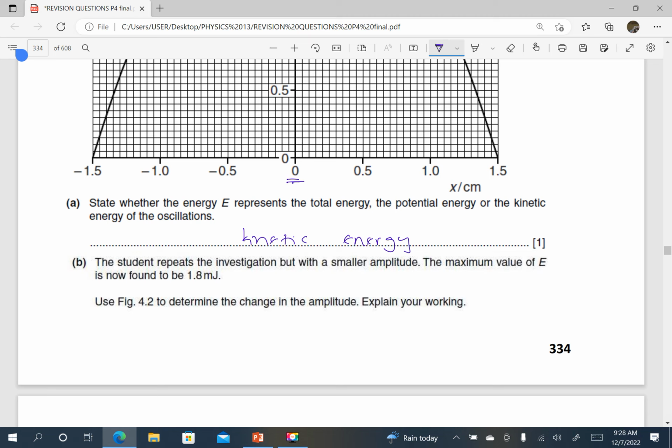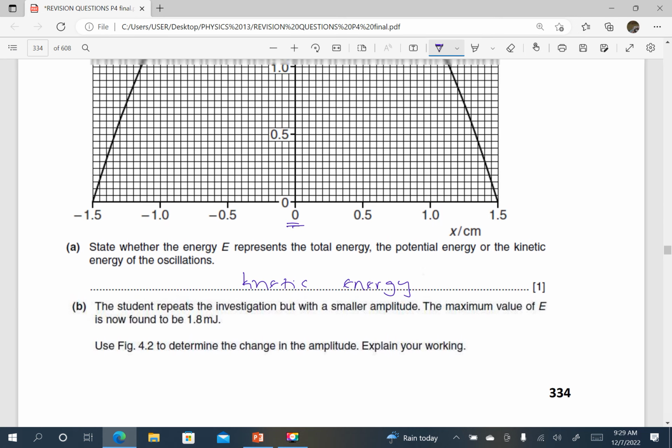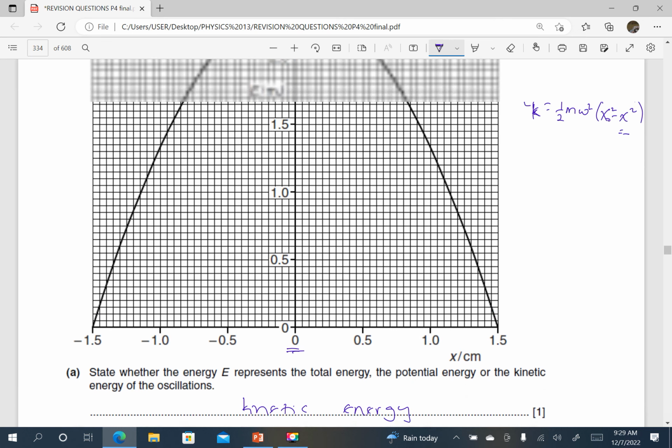Part B. The student repeats the investigation, but with a smaller amplitude. The maximum value of E is now found to be 1.8 millijoules. Use the figure to determine the change in the amplitude. Explain your working. So the maximum value is now 1.8 millijoules.